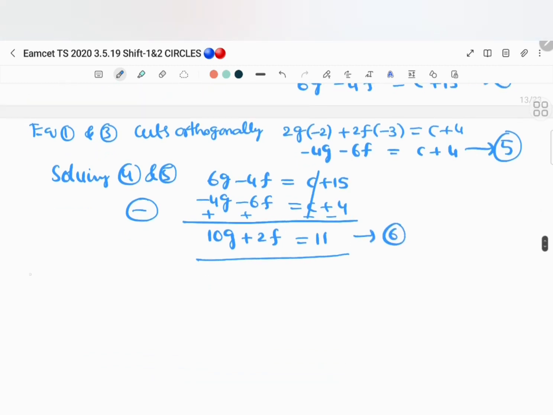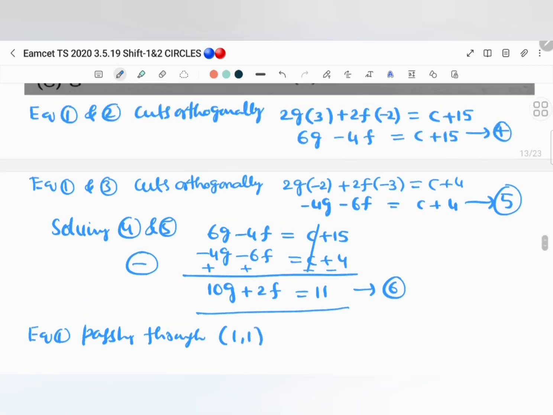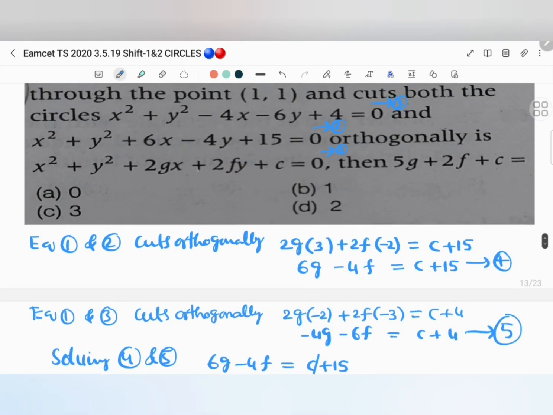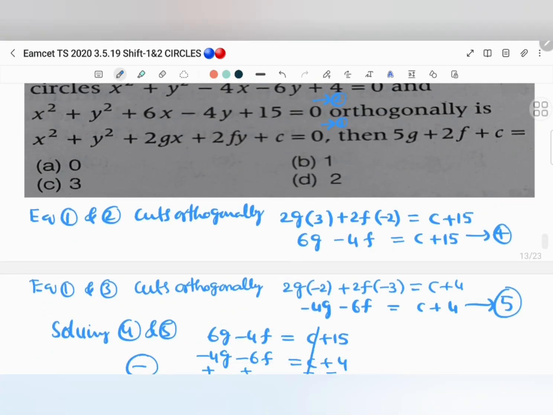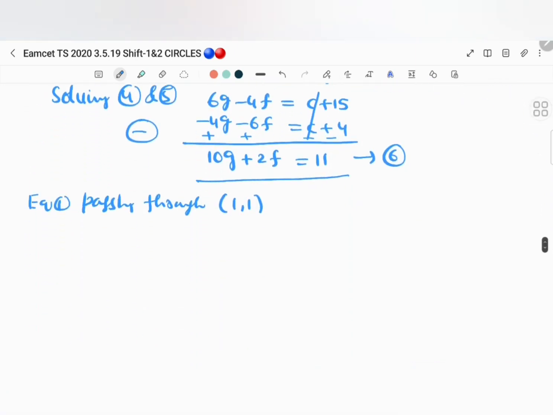Equation 1 passes through 1, 1, they mentioned. That means the general equation of the circle, x square plus y square plus 2gx plus 2fy plus c equal to 0. Whenever it passes through 1, 1, x square value 1, then 1 plus 1 plus 2g plus 2f plus c equal to 0. So 2g plus 2f plus c plus 2 equal to 0.